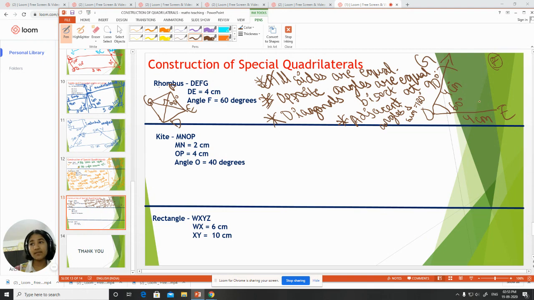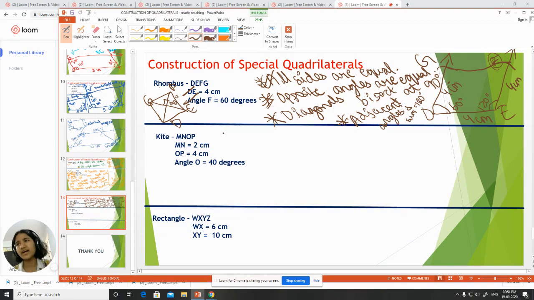180 minus 60 is how much? It's 120. So E will be 120. So we will draw a line at 120 degrees. Then E to F, wherever we'll have to cut an arc at 4 centimeters. Then here it's F, then we just join. Our rhombus is ready with just 2 measurements given, not even 5. Next thing, how to construct a kite, let's see.